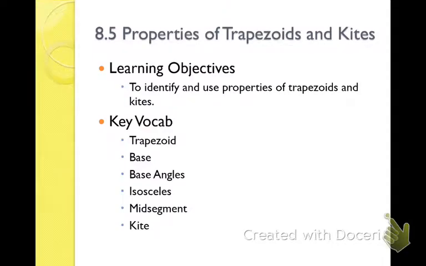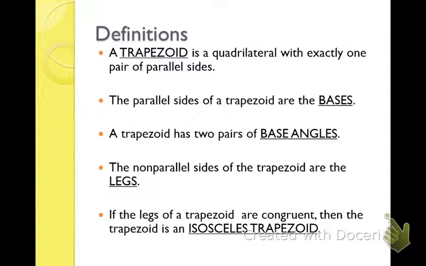We're going to cover sections 8.5 and 8.6 today. More properties on quadrilaterals. The ones we're going to talk about in 8.5 are trapezoids and kites. We're going to identify and use properties of trapezoids and kites in this section.